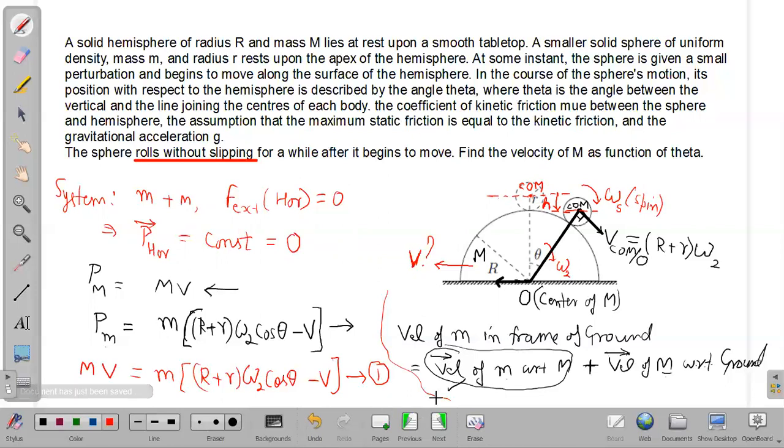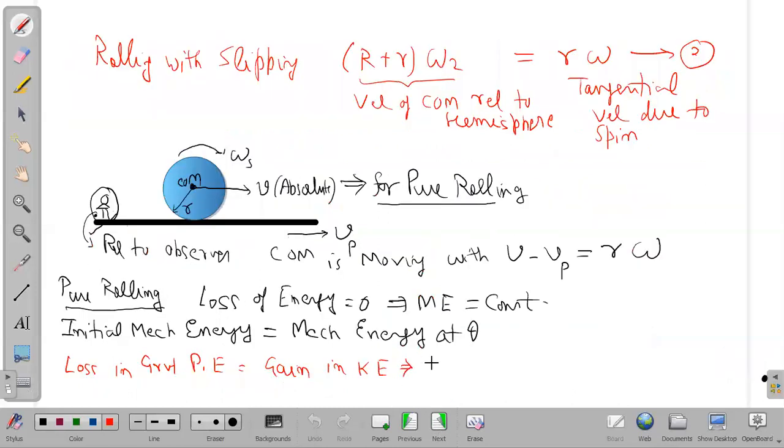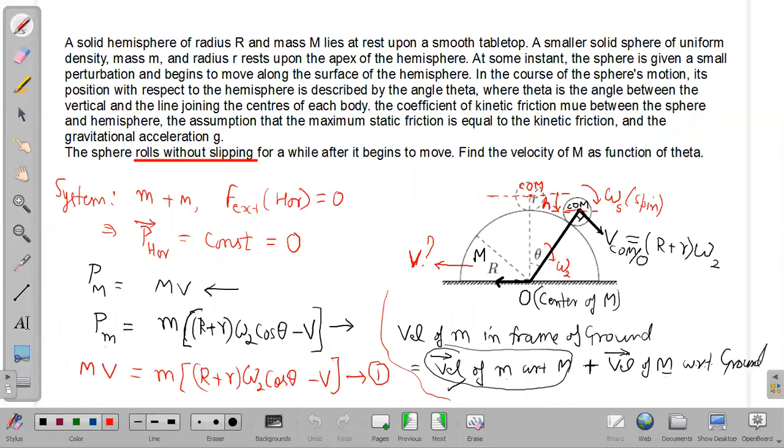I leave this step for you, that you calculate the value of small h in terms of capital R, small r, and angle theta, and accordingly the loss in potential energy can be written as small m g times capital R plus small r times 1 minus cos of theta. That is the loss in potential energy. In fact, capital R plus small r times 1 minus cos theta is the value of small h, which is the height by which the center of mass of the small sphere is moving downward in the vertical direction.